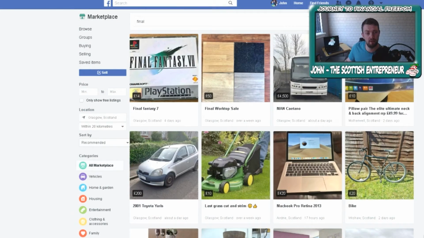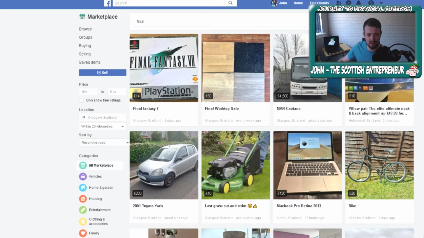Okay, so this is me now on Facebook, and I have already typed in a random keyword search term. The keyword search term that I have typed in is "final". Just something random, it doesn't have to be anything specific. Remember, I'm only looking to refine the search results. I'm only trying to filter it out.